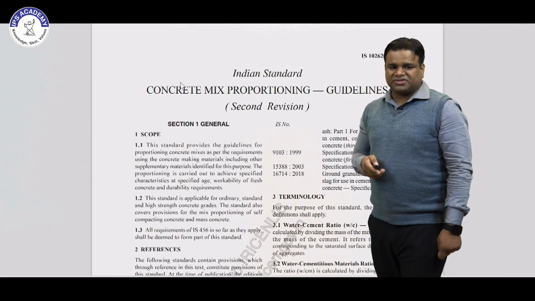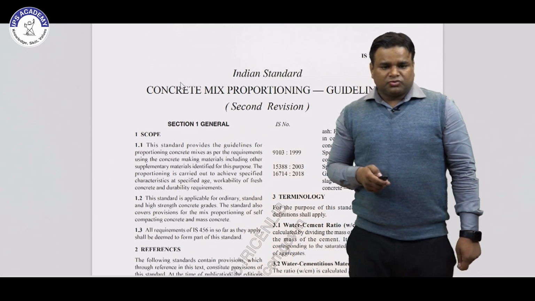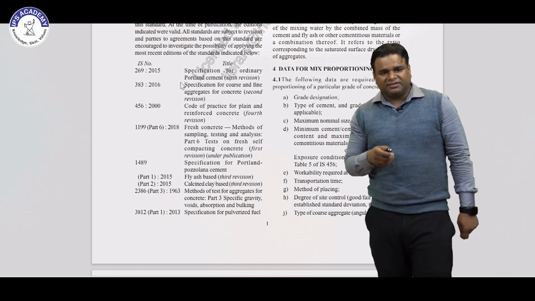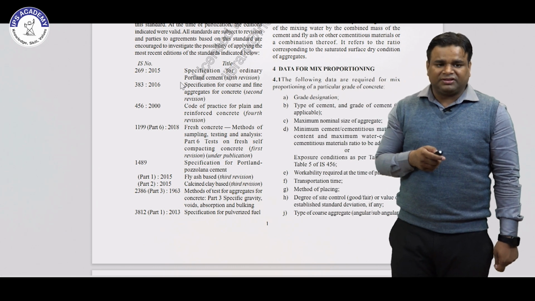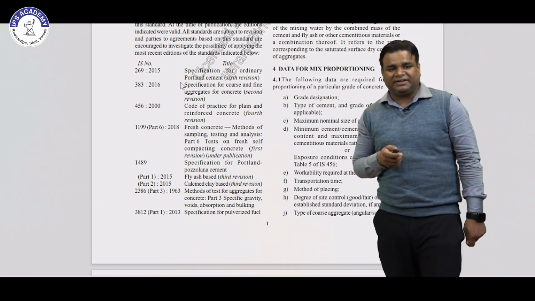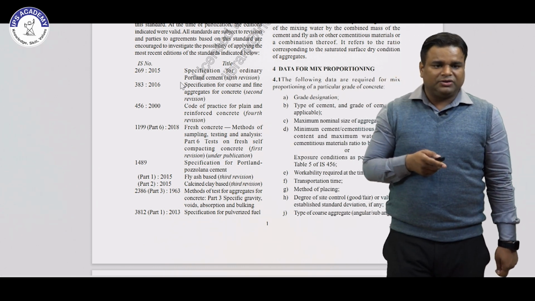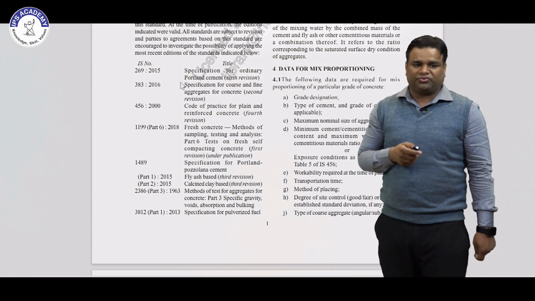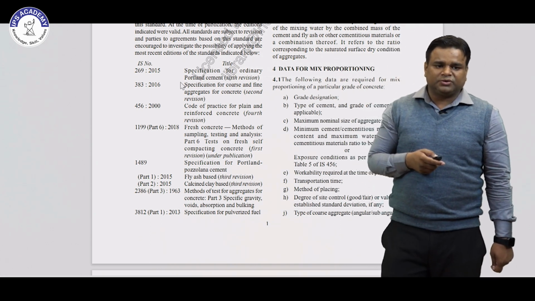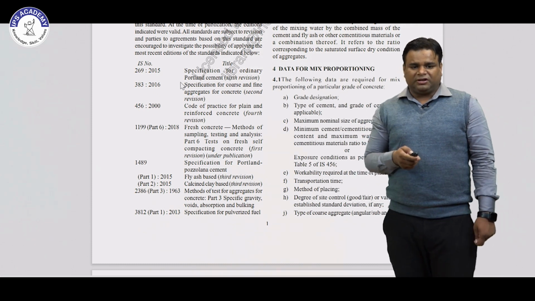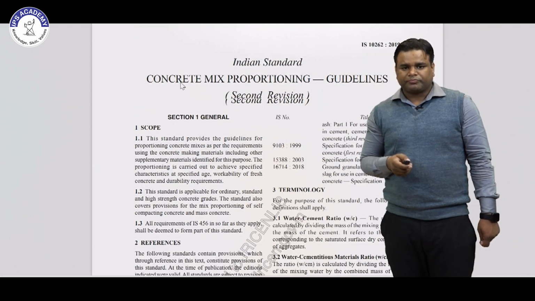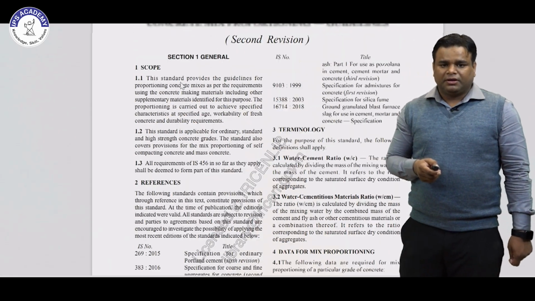So this is section number 1, references. Basically we will see that these are the references. We have seen in the previous code the IS 383 1978. Here we will use the latest version of all the codes. Here it is updated to IS 383 2016. IS 456 is the same, and other parts are also included for the designing of the concrete.